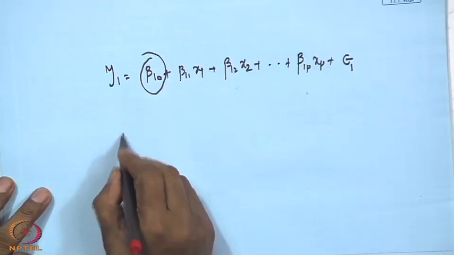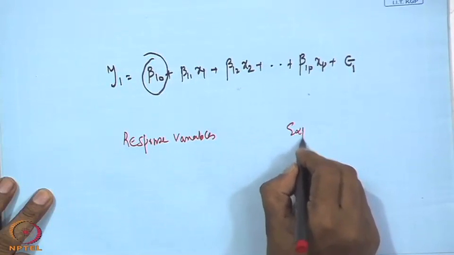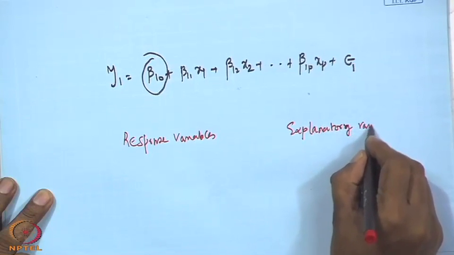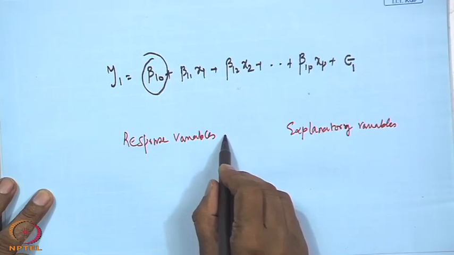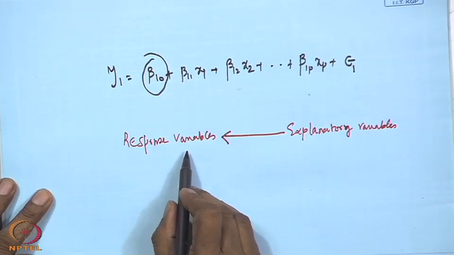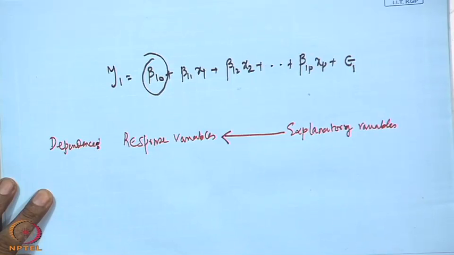Multivariate models are categorized into two broad groups: one is the dependence model, another is the interdependence model. By dependence model we mean that there are two sets of variables: one is the response side, or response variables, and another is explanatory variables. Explanatory variables are used to explain the response variables. That is the dependent structure.